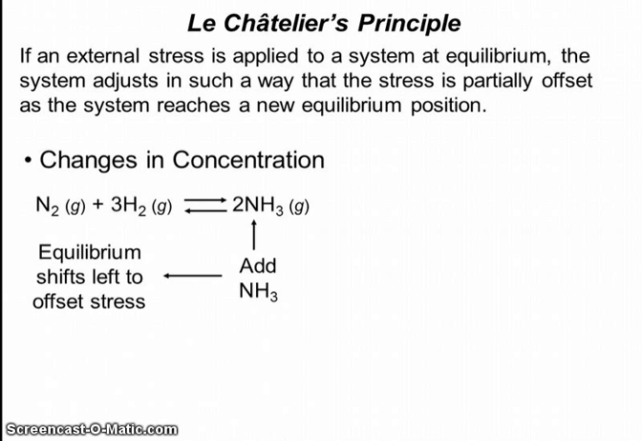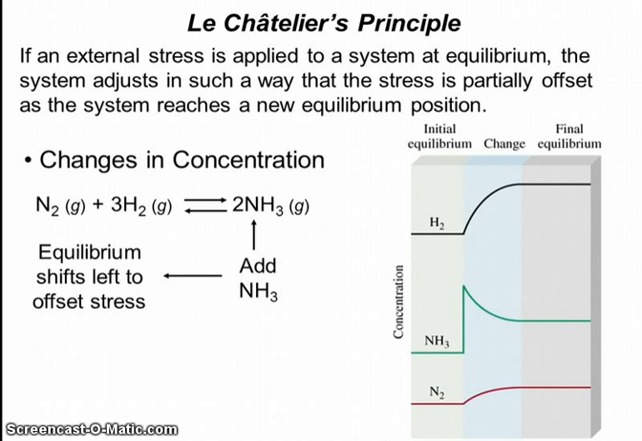And so in order to relieve some of that stress, we're going to convert some of that ammonia back to nitrogen and hydrogen. And so you can see from our diagram over here that initially we are starting out with everything at equilibrium. We're going to spike ammonia, and as we initially spike it, it rises and then it starts to fall. As it falls, hydrogen and nitrogen are being produced to relieve that stress.